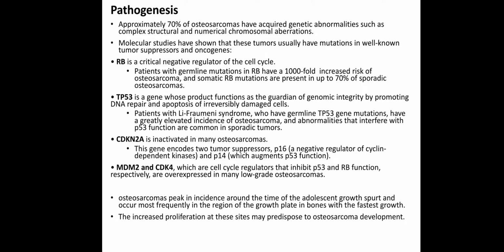So osteosarcoma peaks in incidence around the time of adolescence. We said we have two peaks: the first under 20, in adolescence, and the second in the elderly. Of adolescent growth spurt, and it occurs most frequently in the region of the growth plate in the bone with the fastest growth. Meaning the area close to the growth plate at the end of the long bones is where osteosarcoma will appear. The increased proliferation at these sites may predispose to osteosarcoma development.